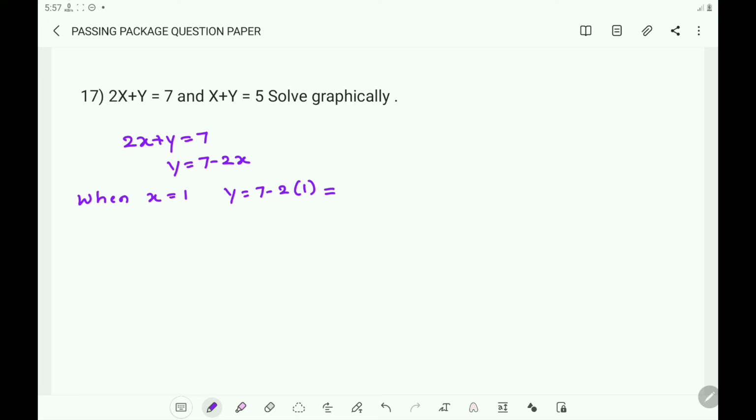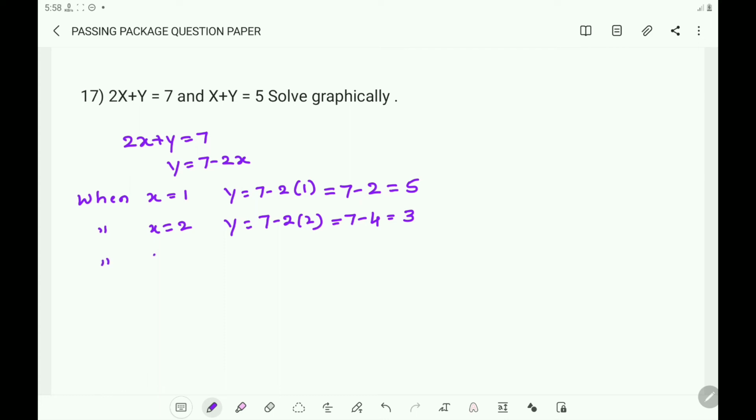That equals 7 minus 2 into 1, that is 7 minus 2. 2 into 1 is 2, 7 minus 2 is 5. Again, when x equals 2, then y equals 7 minus 2 into 2. In the place of x you write 2, then it becomes 7 minus 2 twos are 4, 7 minus 4 is 3.